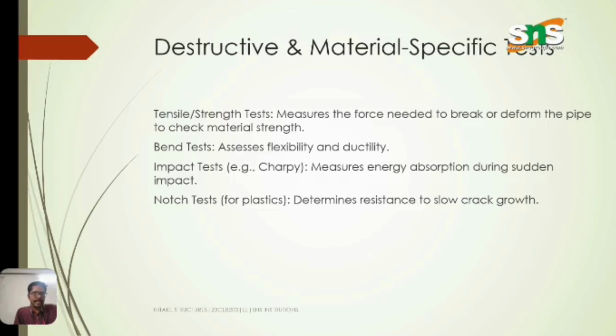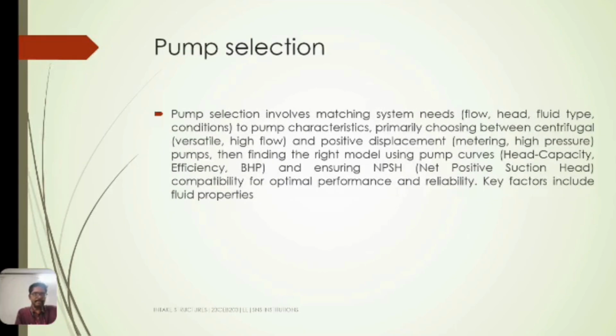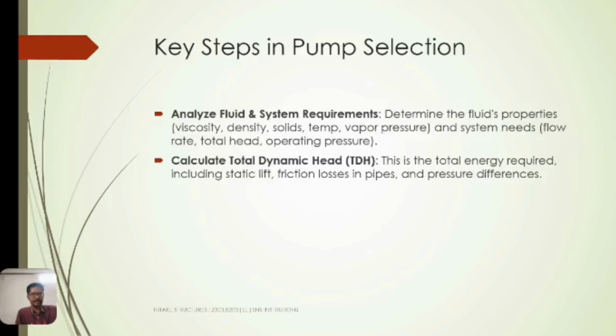Destructive, material-specific testing includes tensile strength, compressive strength, bend test, impact test, and notch test. Pump selection. Pump selection involves matching system needs, flow type, and conditions to pump characteristics, primarily choosing between centrifugal and positive displacement pumps, then finding the right model using the pump curve and ensuring NPSH for optimal performance and reliability.